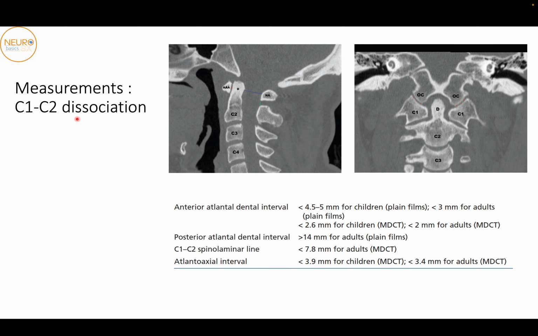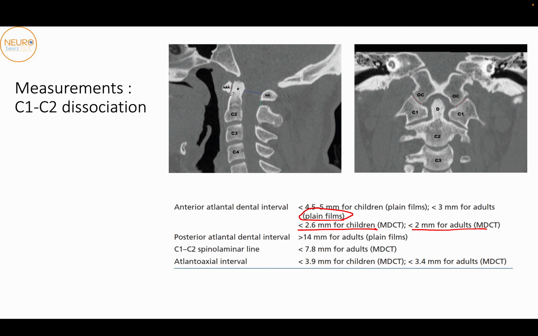On the other hand, C1, C2 dissociation, most of us would know how to measure this, right? So the most important variable here would be the anterior atlantal dental interval. So the anterior atlantal dental interval for adults should be less than 3 millimeters, and for children can be up to 5 millimeters. But as you can make out over here, that is in plain films. That is something that most of us are mostly not aware of. These values are for plain films. For CT, the values are actually less than 2.6 millimeters for children and less than 2 millimeters for adults.